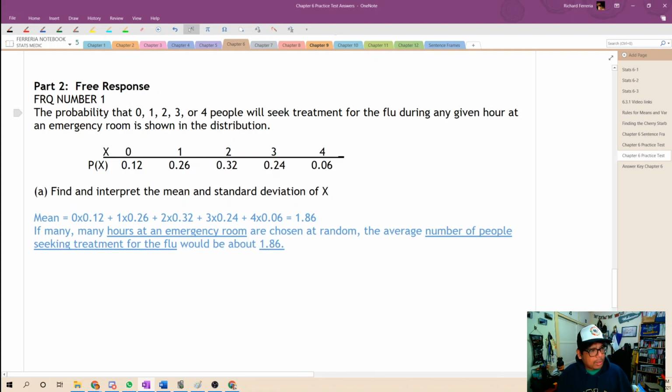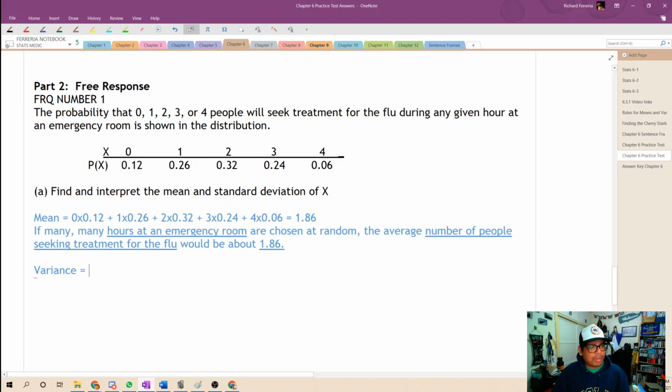Check it for readability. If many hours at the emergency room are chosen at random, the average number of people seeking treatment for the flu would be about 1.86. Okay, that sounds pretty good. Let's get the standard deviation.